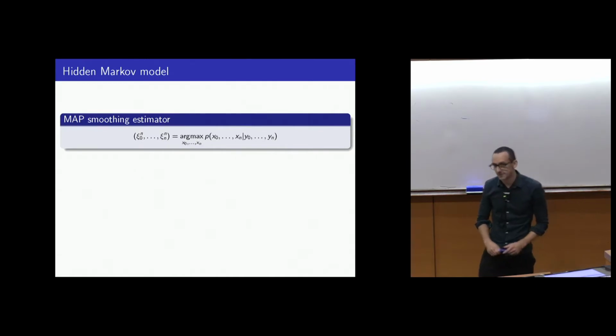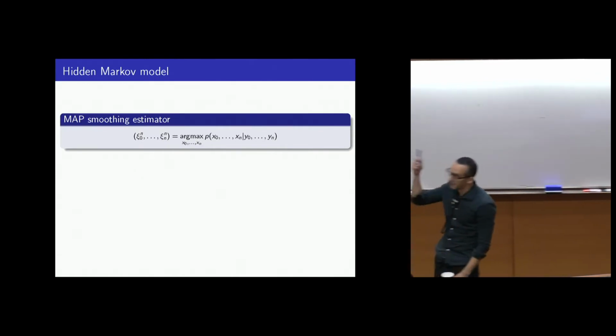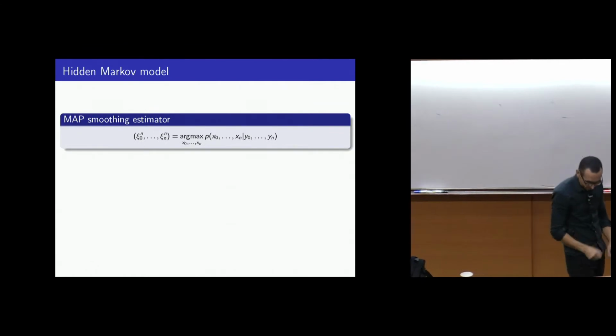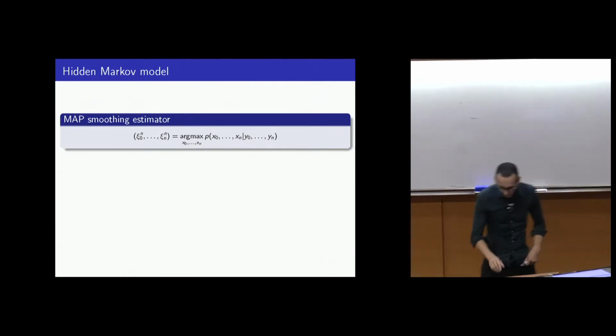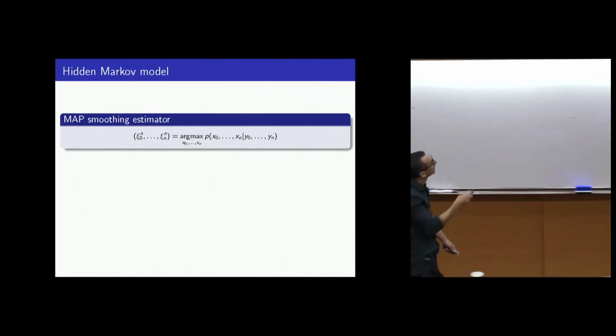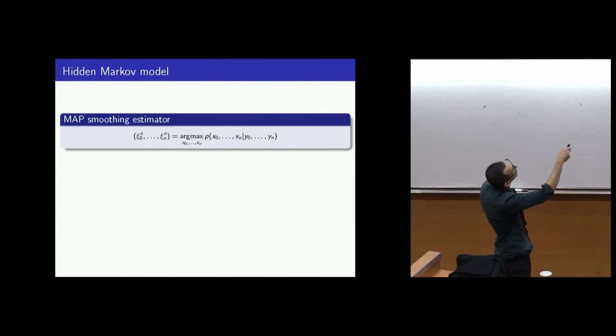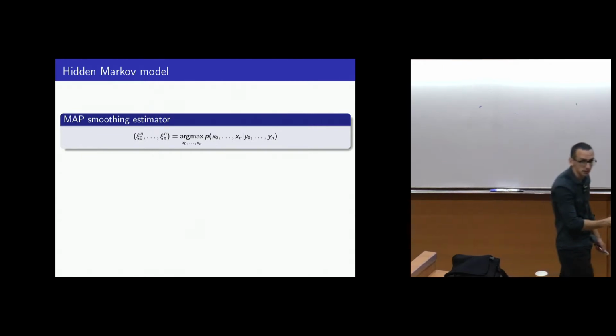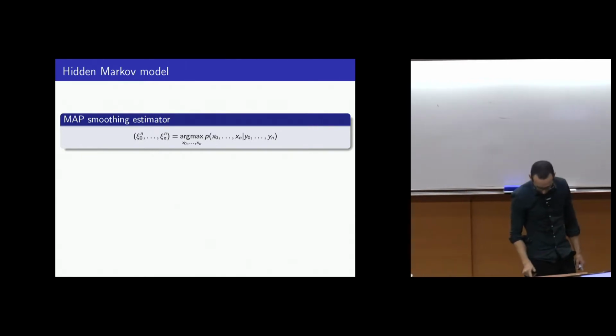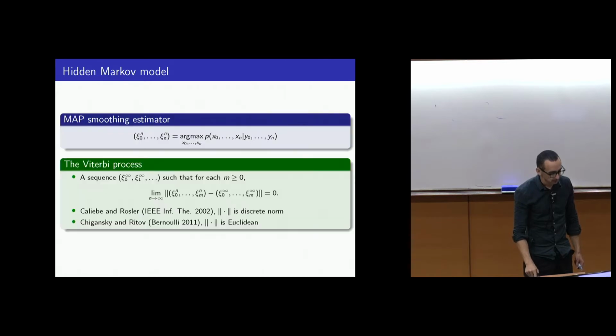Okay, and first, I will talk about this MAP estimation problem. So the only thing to watch out for here is that the superscript n refers to the length of the data record. Okay, that's what you need to know.